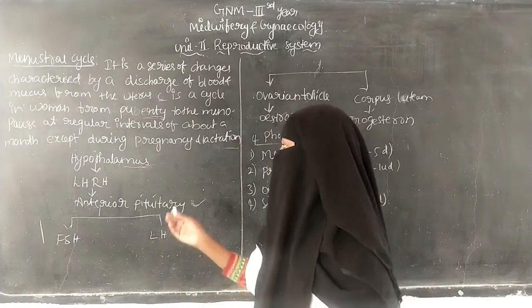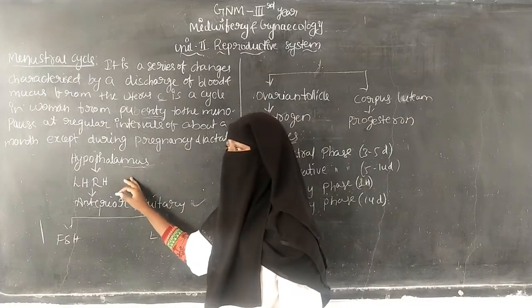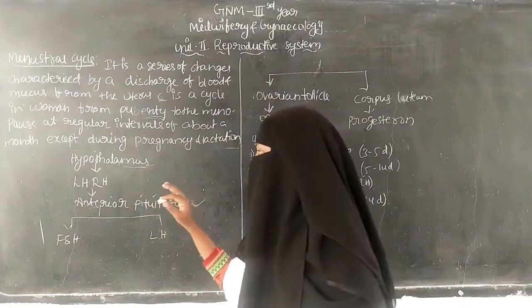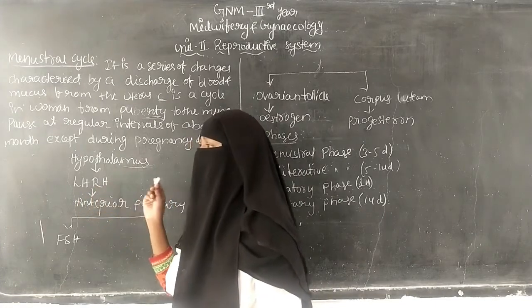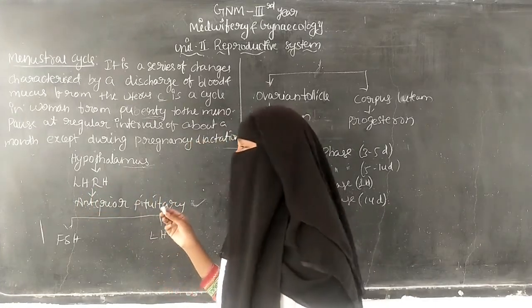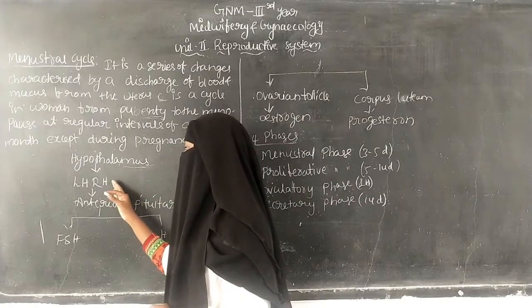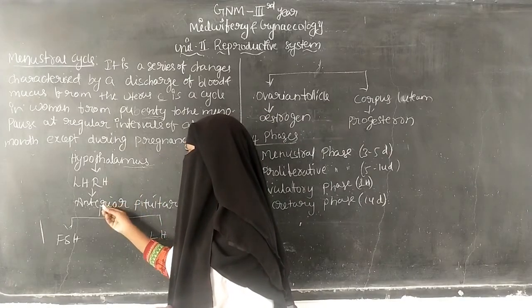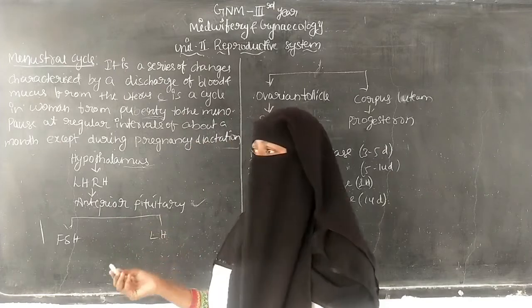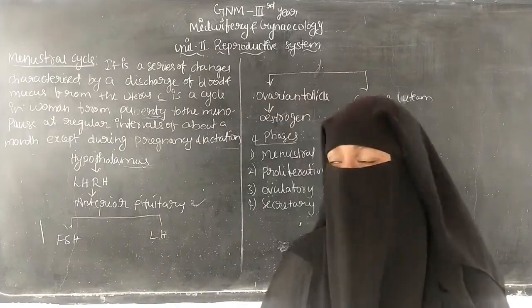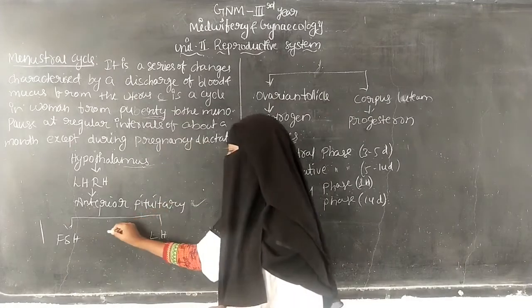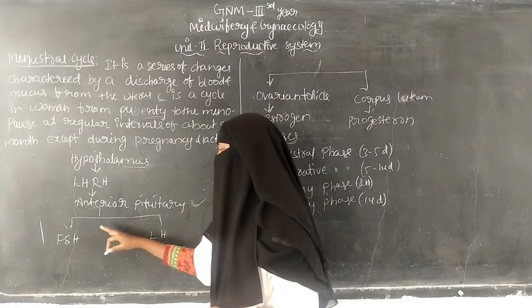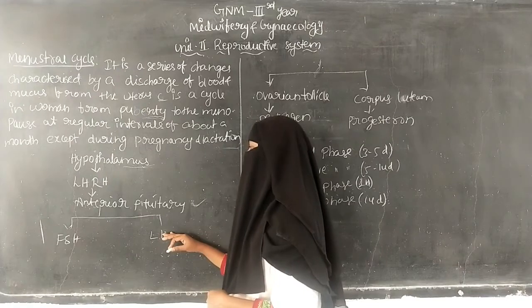So the hypothalamus is the part of the brain, and from the hypothalamus the luteinizing hormone releasing hormone is secreted. This hormone stimulates the anterior pituitary gland, and the anterior pituitary secretes the follicle stimulating hormone and the luteinizing hormone.